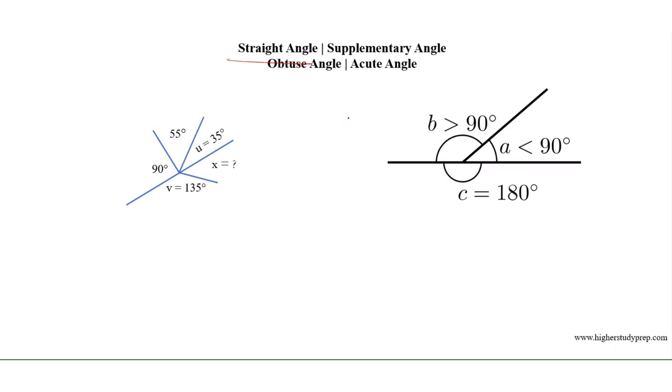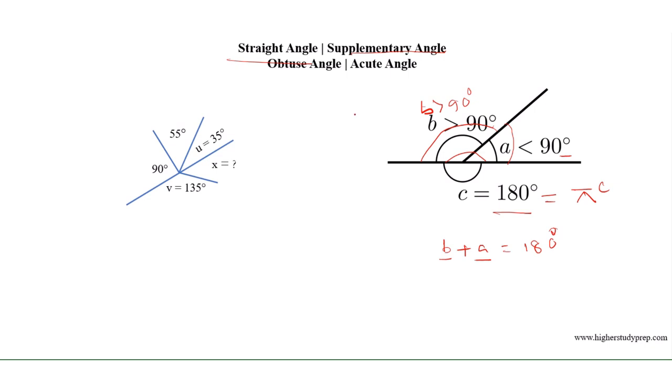A straight angle. An angle equal to 180 degrees or pi radians is called a straight angle. Two angles that sum to a straight angle are called supplementary angles. For example, in this figure, angle B and angle A sum to a straight angle, where B plus A is equal to 180 degrees, and so B and A are supplementary angles, where A is less than 90 degrees and B is greater than 90 degrees.